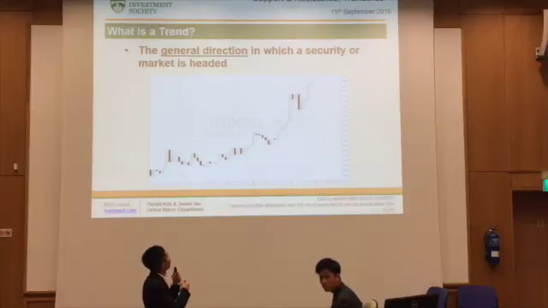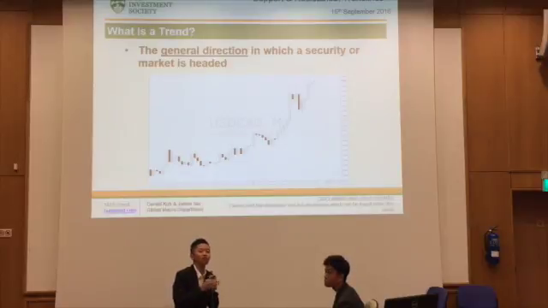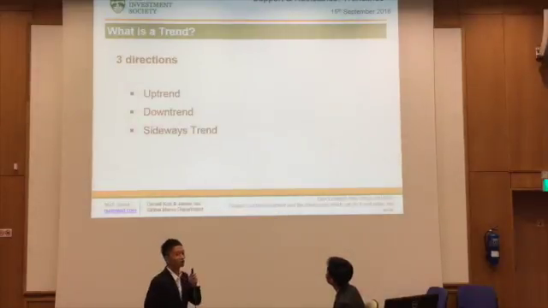Alright? So if you see an uptrend, what should you do? Should you long or should you short? You should long, because you expect it to go up, so you long it. Okay? So there are 3 types of trends.